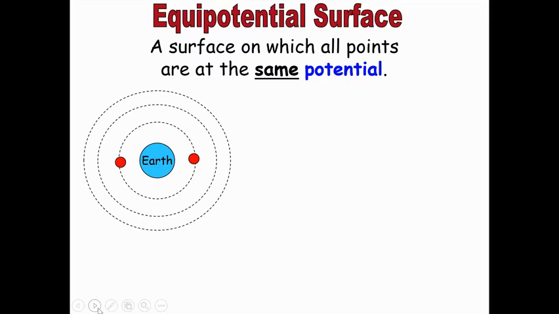If you were to jump up to a new equipotential line, you're at a new elevation, you're at a new height and a new gravitational potential energy. But as long as you stay on that same dotted line, you don't have to do any work. But as you jump up higher and higher, you need more and more potential energy.